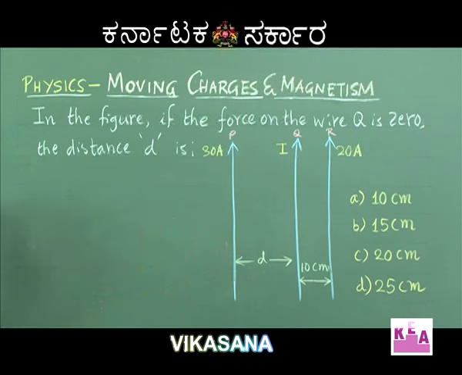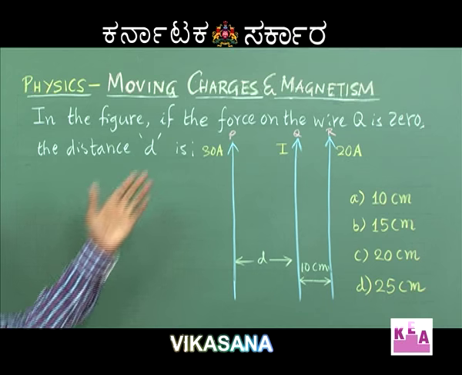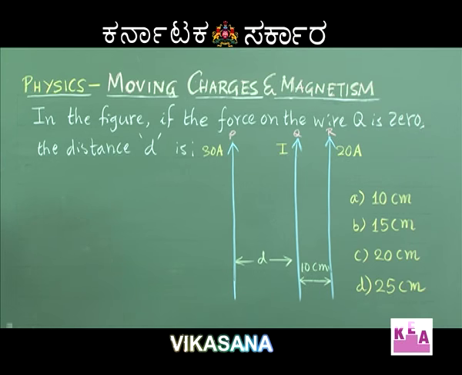I have three very long wires P, Q and R. The current in the first wire is 30 amp, the current in the second wire is I, and the current in the third wire is 20 amp. It may seem that the current in the second wire is not given, but actually it is not needed. The distance between the first two wires is D, the distance between the second two wires is 10 centimeter. I need to find the distance D.